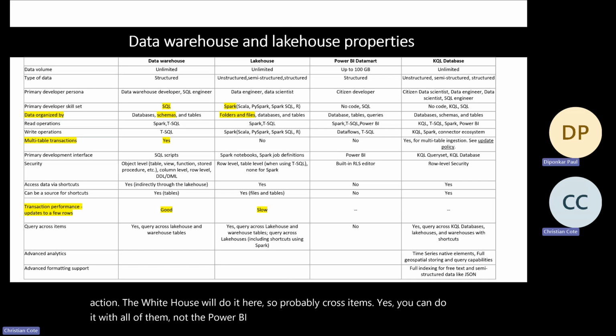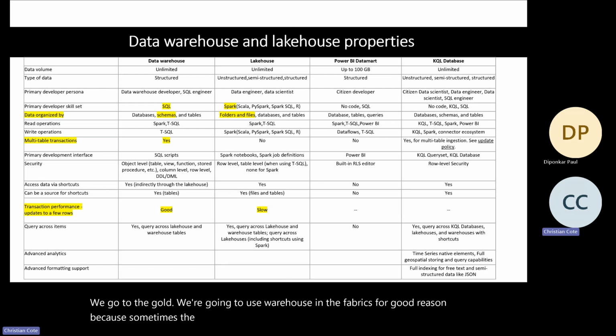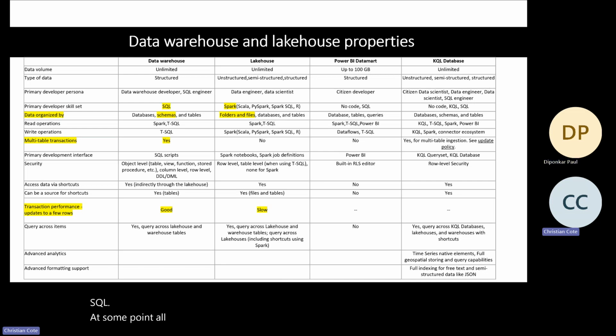But this is a very important slide. That's why I highlighted a few differences, because usually up to silver we're going to use a Lakehouse. When we go to gold, we're going to use a warehouse in Fabric, for good reason, because sometimes the development ends up with a different team that will use SQL at some point, or pipelines, or something else.